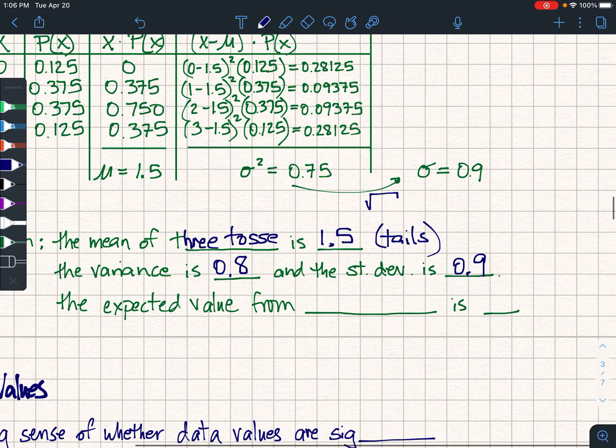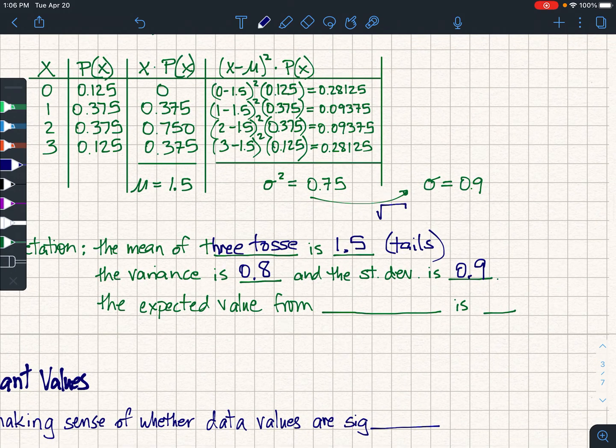The expected value from 3 tosses, again, and again, we're looking for tails, is 1.5.